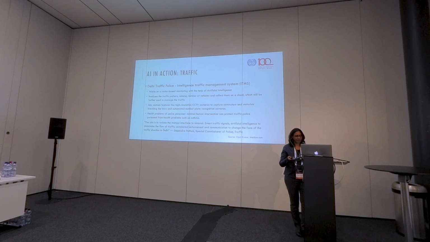So what they did was they worked on radar-based monitoring with the help of AI, and they analyzed the traffic patterns, the volumes, the number of vehicles, and collected them on the cloud, which is further used to manage the traffic. Now, you do have GPS systems which do work, but this is another system that they came up with to track and to ensure that the traffic could be routed in a much better way. Other than this, it also contains features like high-resolution CCTV cameras to capture commuters and motorists breaking the law. So apart from the traffic flow, you have the added advantage of trying to track them.